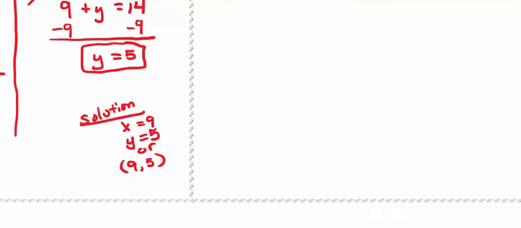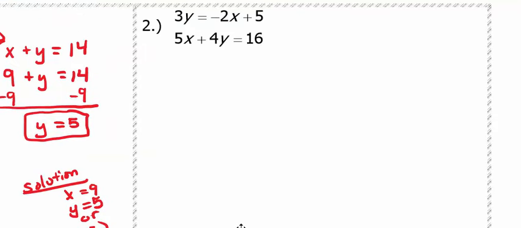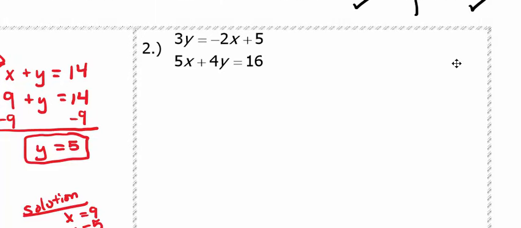The last question of this note, number 2, is going to be one of the more challenging questions that we have had in this unit. The reason is, this question is not set up right now in the proper order. Remember that I have said we need to line up our x's, our y's, our equals, and our constants. This first equation is out of order.